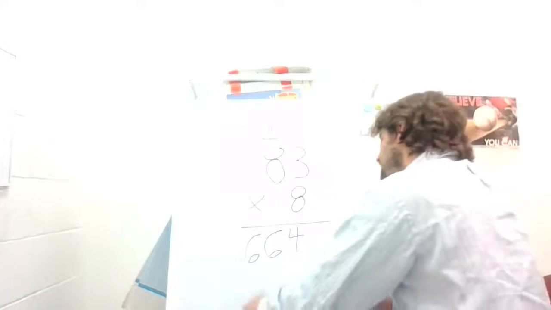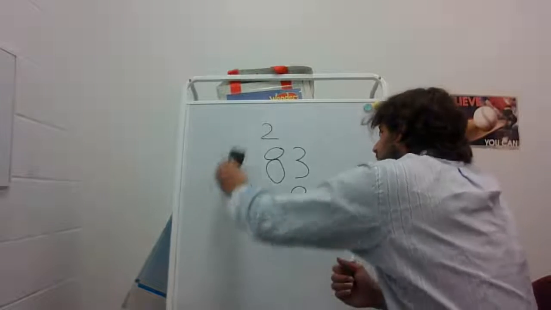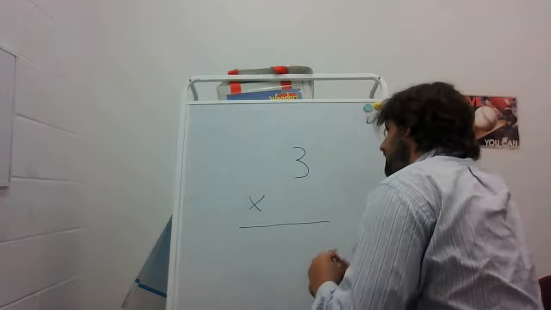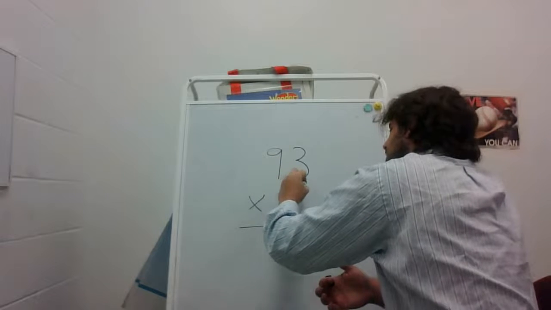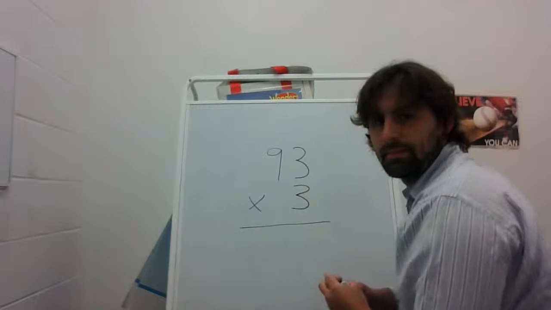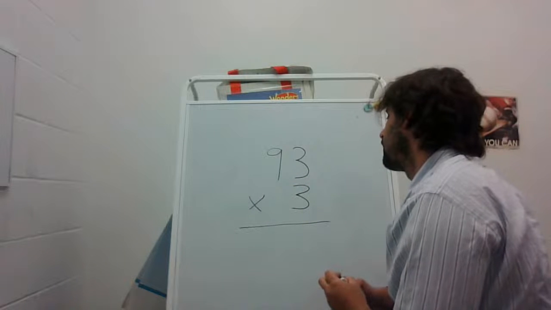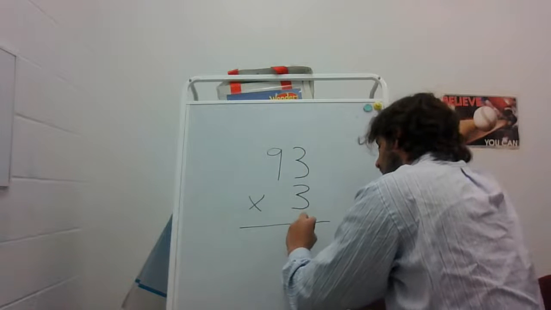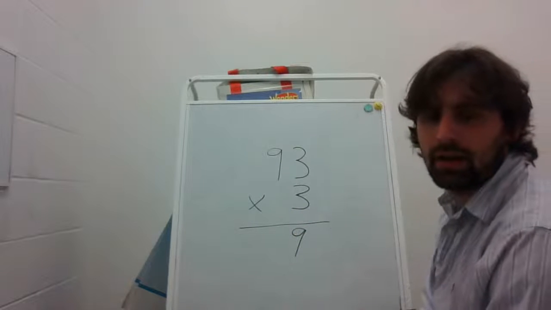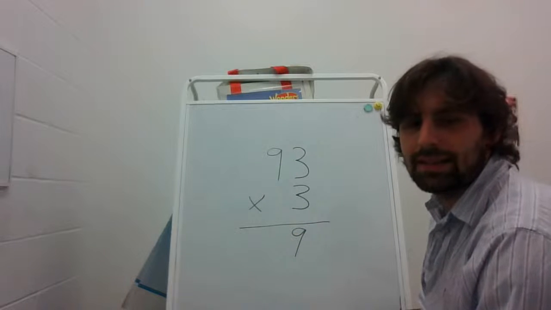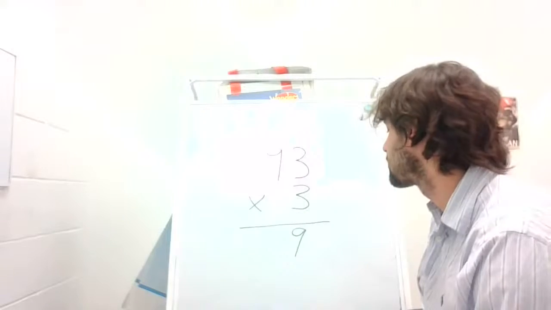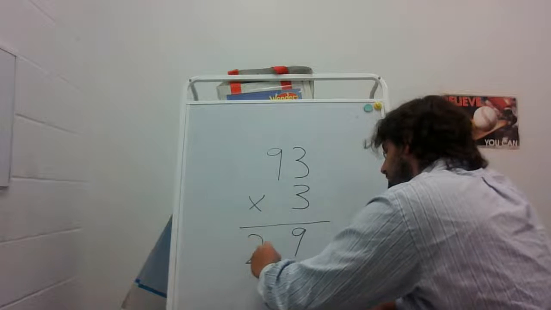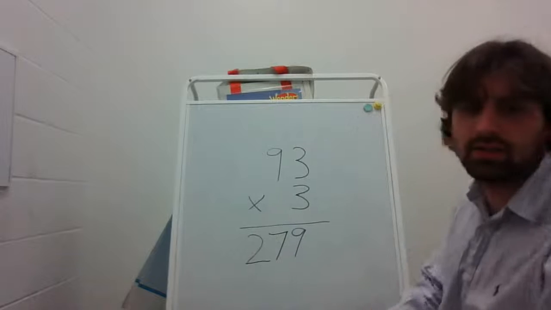All right. I'm going to do one more. 93 times 3. So again, we start with the digit in the ones place. We're going to multiply 3 times 3. 3 times 3 equals 9. Now, we do not need to regroup here because when the product is 9 or less, we do not need to regroup. So we're just going to leave that 9 as is. 9 times 3 is 27. And our answer is 279.